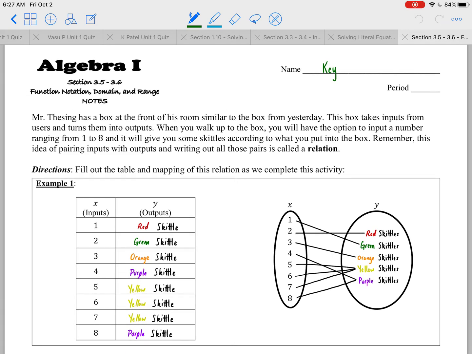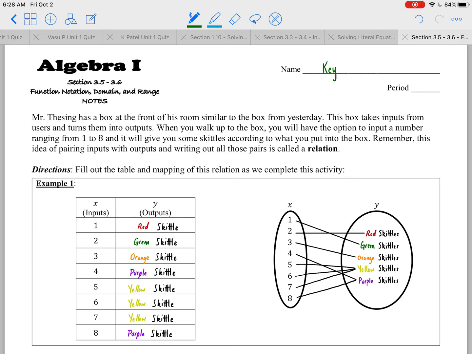All right, so today we're going to talk about function notation and something called domain and range. In domain and range, I'm just warning you, people kind of don't like them. They're a little abstract to wrap your mind around. But I'm going to do my best to explain it for you guys today.